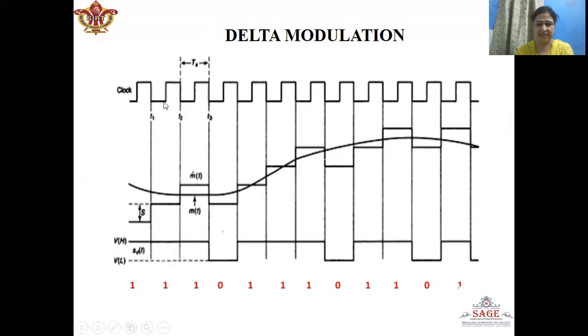Now, here we can see some of the waveforms for the delta modulation system. This is the clock signal. The time period of this clock signal is Ts, which is the sampling interval.